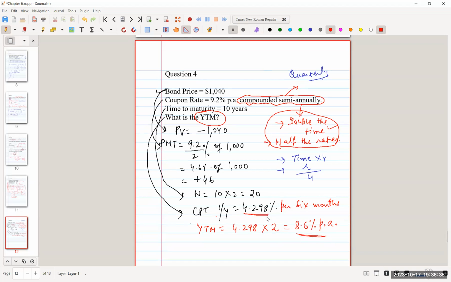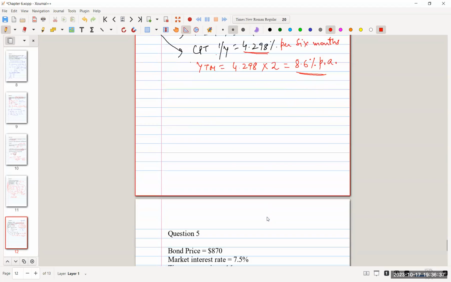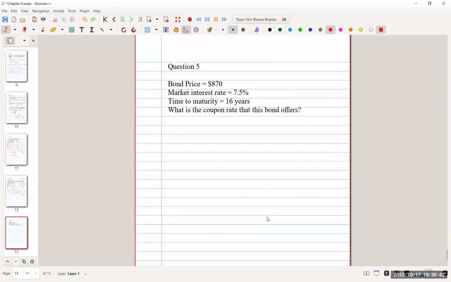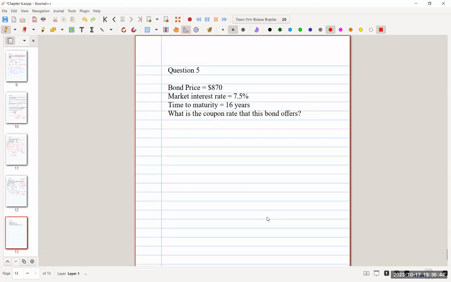Okay, one last question before we close for tonight. How about you do this as practice? I will hold on for your results. I will tell you what I found out for this. See if you can get the same answer. The question asks for what's the coupon rate this bond offers. When I calculated, it gave me approximately 6.08%.